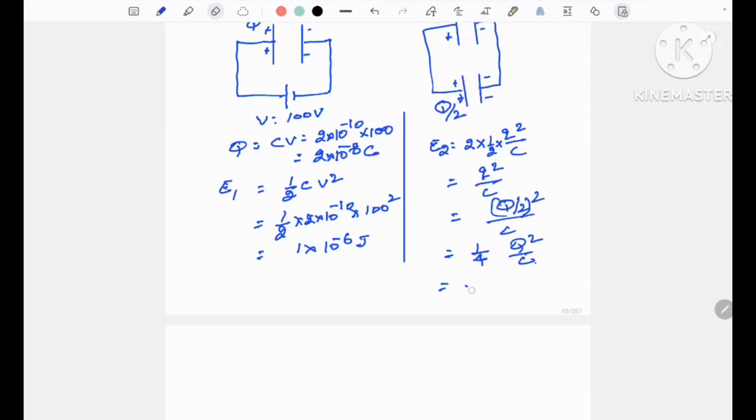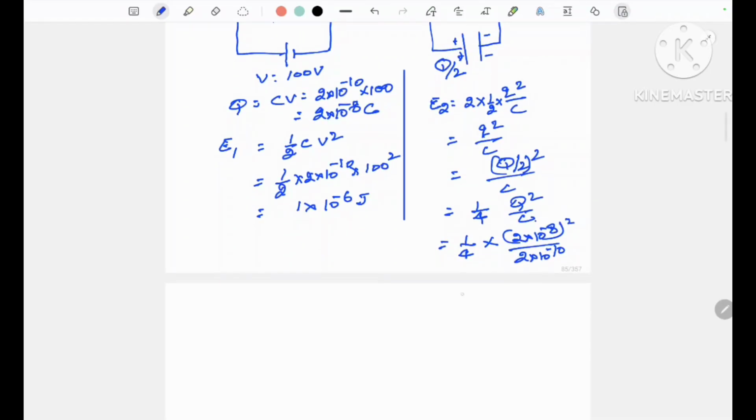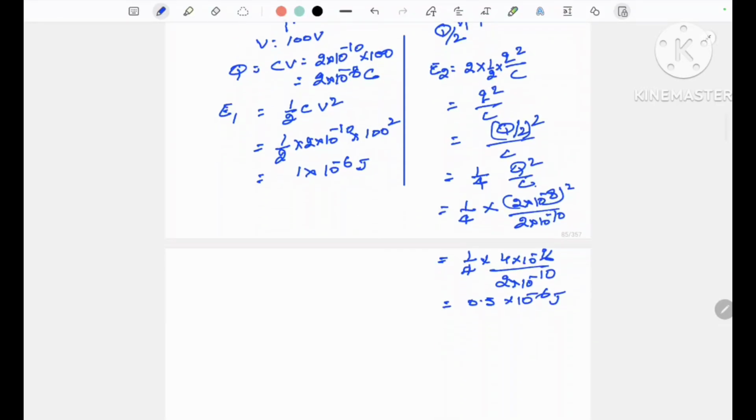or 1 by 4 q is 2 into 10 to the power minus 8 का स्क्वायर and c is 2 into 10 to the power minus 10. One by 4 into 4 into 10 to the power minus 16 by 2 into 10 to the power minus 10. This is 0.5 into 10 to the power minus 6 joule.